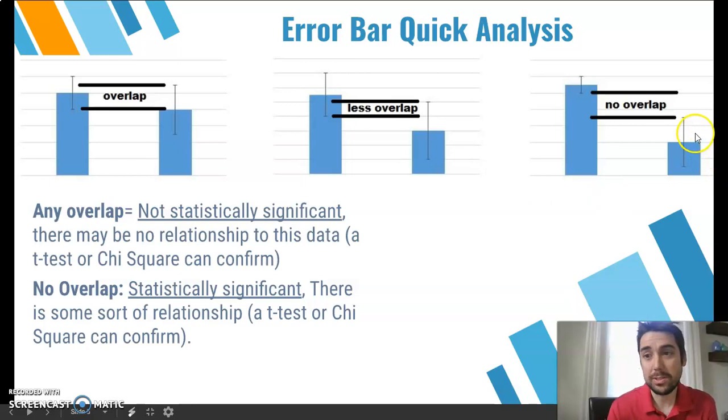Notice there may be a lot of error in here, but the error bars are so far apart and there's that giant gap, so there is still some sort of relationship going on. And so that's why we can say it's statistically significant.